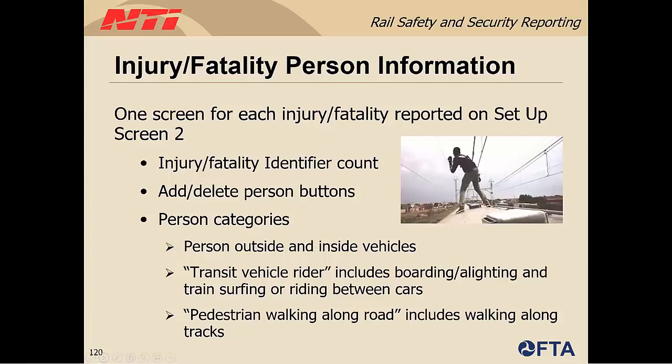All right, so that's all of the collision forms. If there is an injury or a fatality included in your event, then you're going to have an injury or fatality form, one for each number of injuries or fatalities that you've included. These forms also have buttons for increasing or decreasing the number of persons. The person type locations, there are 2 categories there of people inside vehicles and people outside of vehicles.